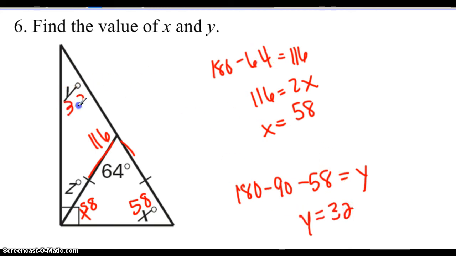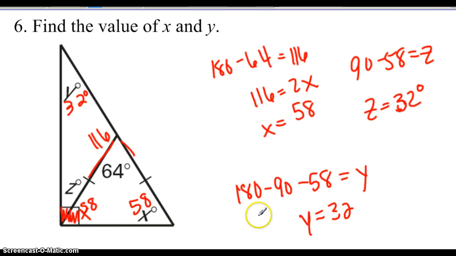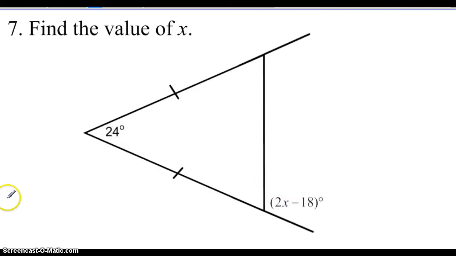And then once that's 32 degrees, I could take 180 minus 116 minus 32 to get z. Or, since z is part of this 90 degrees, I could also take 90 minus 58 to get z, and z is 32. So hopefully you did this by yourself and got some or all. And then we have one more problem, in which, again, I'd like you to pause, try it on your own, see what you can come up with before coming back to me.